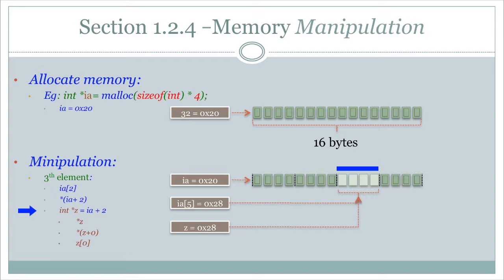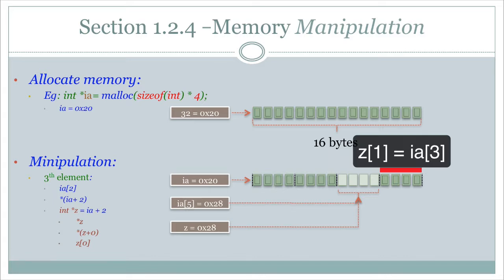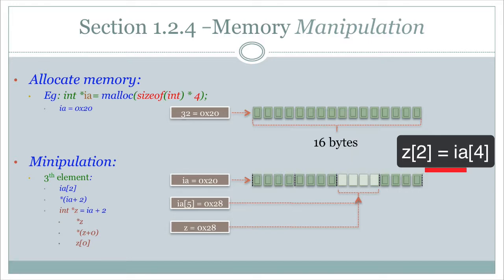And since Z is pointing to the address 0x28, I can just dereference Z. Or I could say Z plus 0 dereference, which is exactly the same thing. Or I could use array index notation and just say Z of 0. And from there on, I can actually do Z of 1 and get to the one after that, which would be my fourth element or the last one in my array. Now, if I did Z of 2, guess what? I get to another one after that.